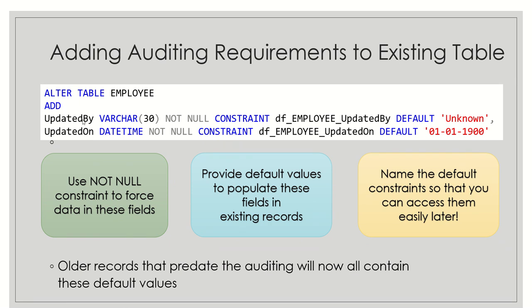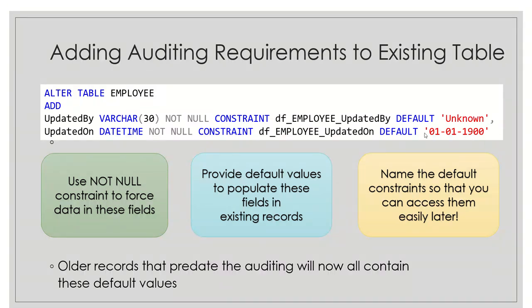So let's look first at updated by. It's a varchar 30 that's going to hold the username, not null, and there's a default constraint that says unknown. So if we don't provide a username, it'll say unknown. It won't leave it blank. The updated on is a date time, can't be null. Default is January 1st, 1900.